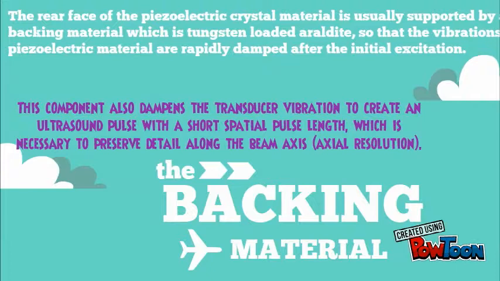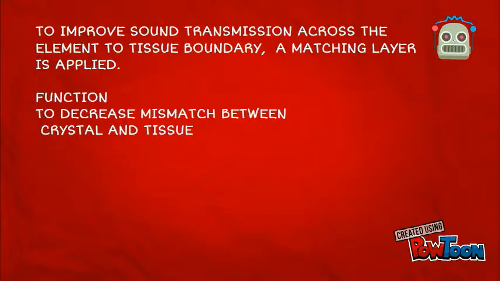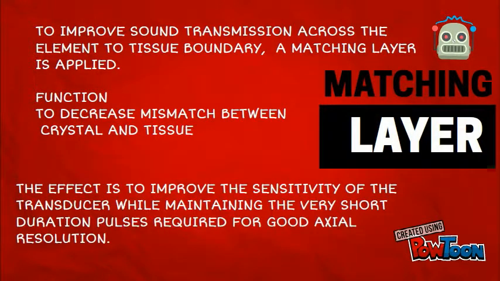This component dampens the transducer vibration to create an ultrasound pulse with a short spatial pulse length, which is necessary to preserve detail along the beam axis. To improve sound transmission across the element to tissue boundary, a matching layer is applied. Its function is to decrease the mismatch between crystal and tissue. The effect is to improve the sensitivity of the transducer while maintaining the very short duration pulse required for good axial resolution.